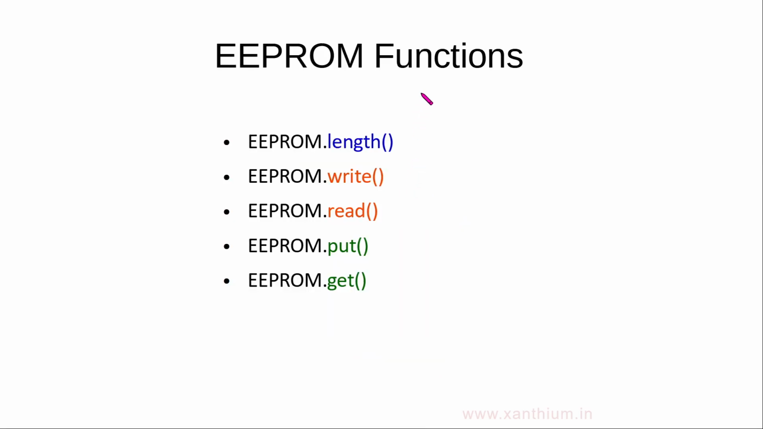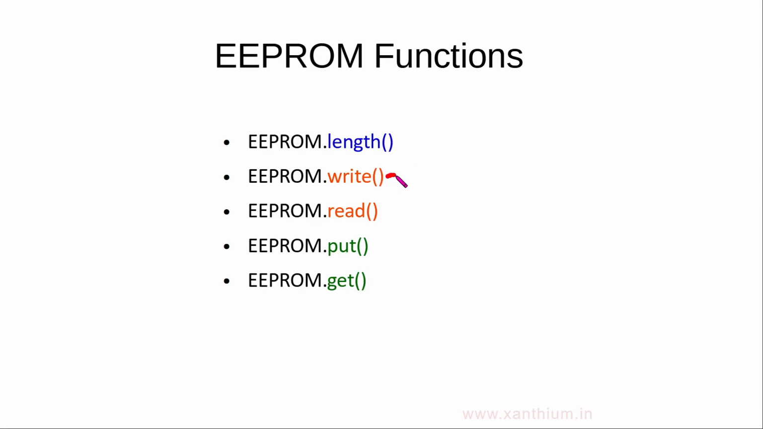Now these are the EEPROM functions we will be dealing with. The first one is called EEPROM.length, which is used to determine the size of the EEPROM of the particular microcontroller. If you run this function, it will return the size of the EEPROM. For example, in the case of Arduino Uno, it will be 1024. In the case of Arduino Mega, it will be 4096.